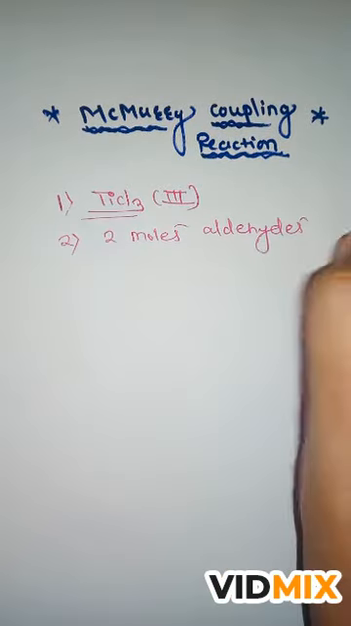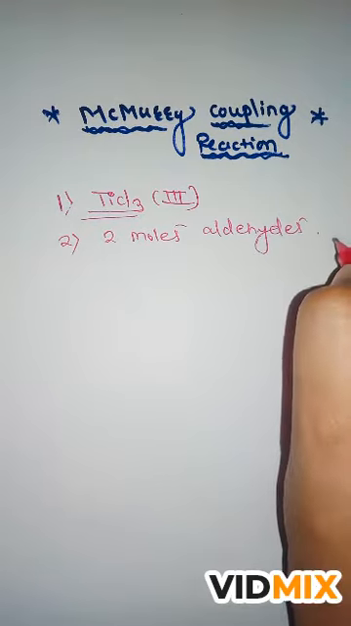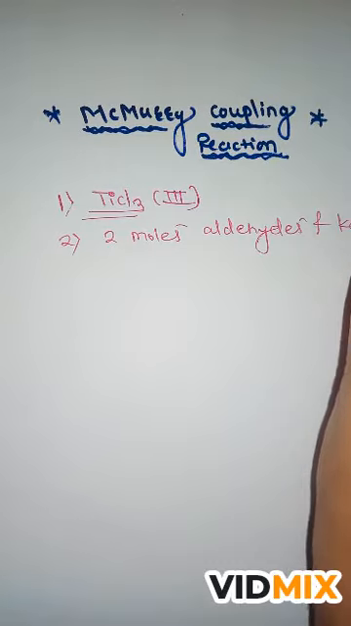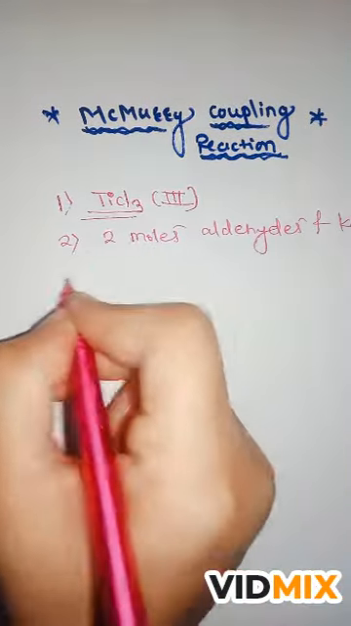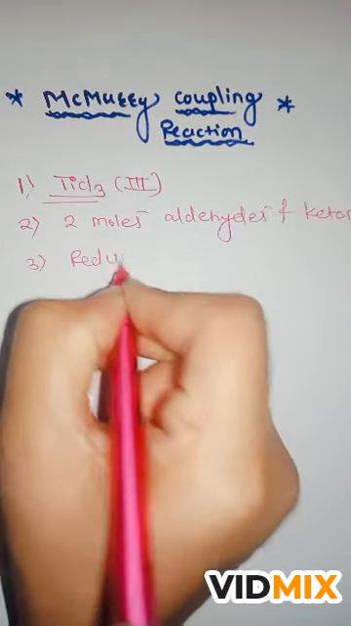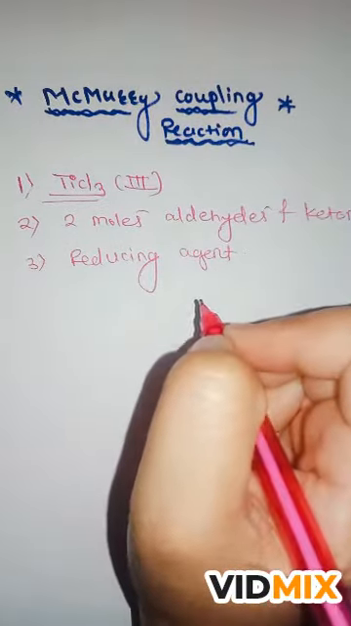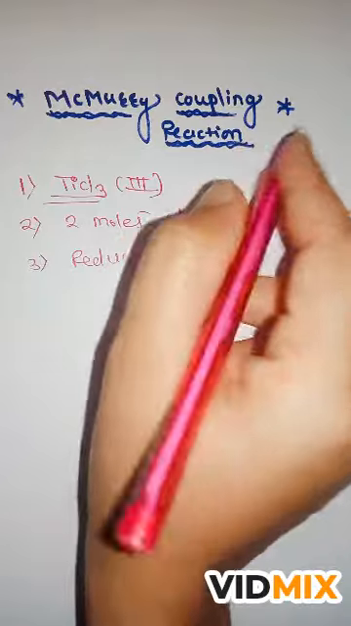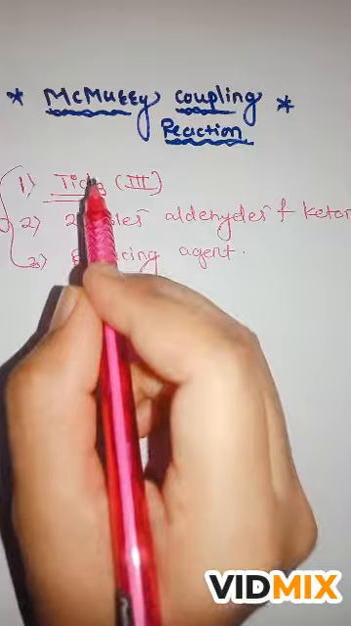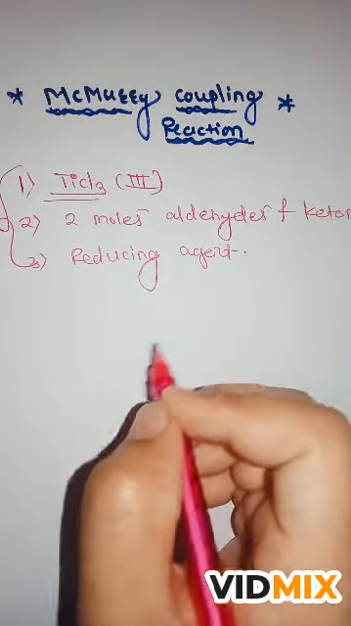It's the most important because McMurry coupling reaction is all about the aldehyde and ketones, so they are a must. And the third most important thing is the reducing agents. This is all about the McMurry coupling reaction. It is built around these three important things: titanium chloride, the metal, 2 moles of aldehyde or ketones, and reducing agents.